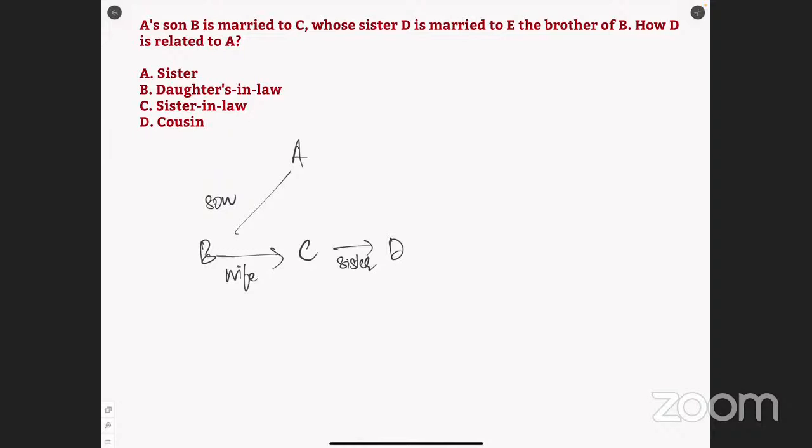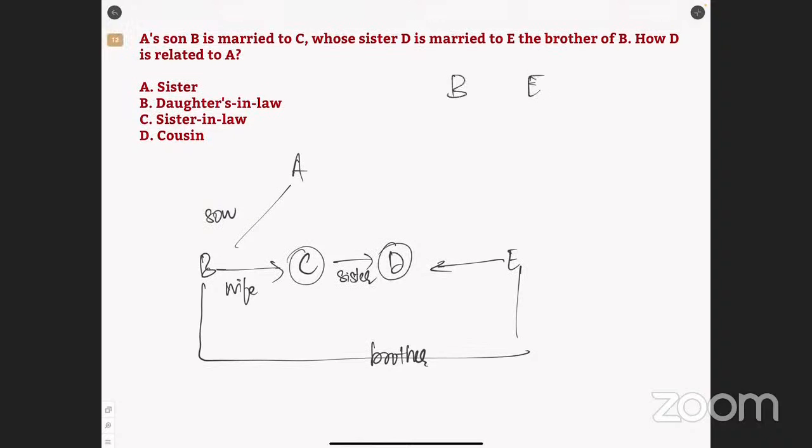D is married to E, the brother of B. Okay, B has a brother E, and this brother has married D, who is in fact the sister of B's wife, that is C. That means B and E are brothers who have married C and D, who are sisters. So that is the relationship in this case. So that much we have understood from the given data.